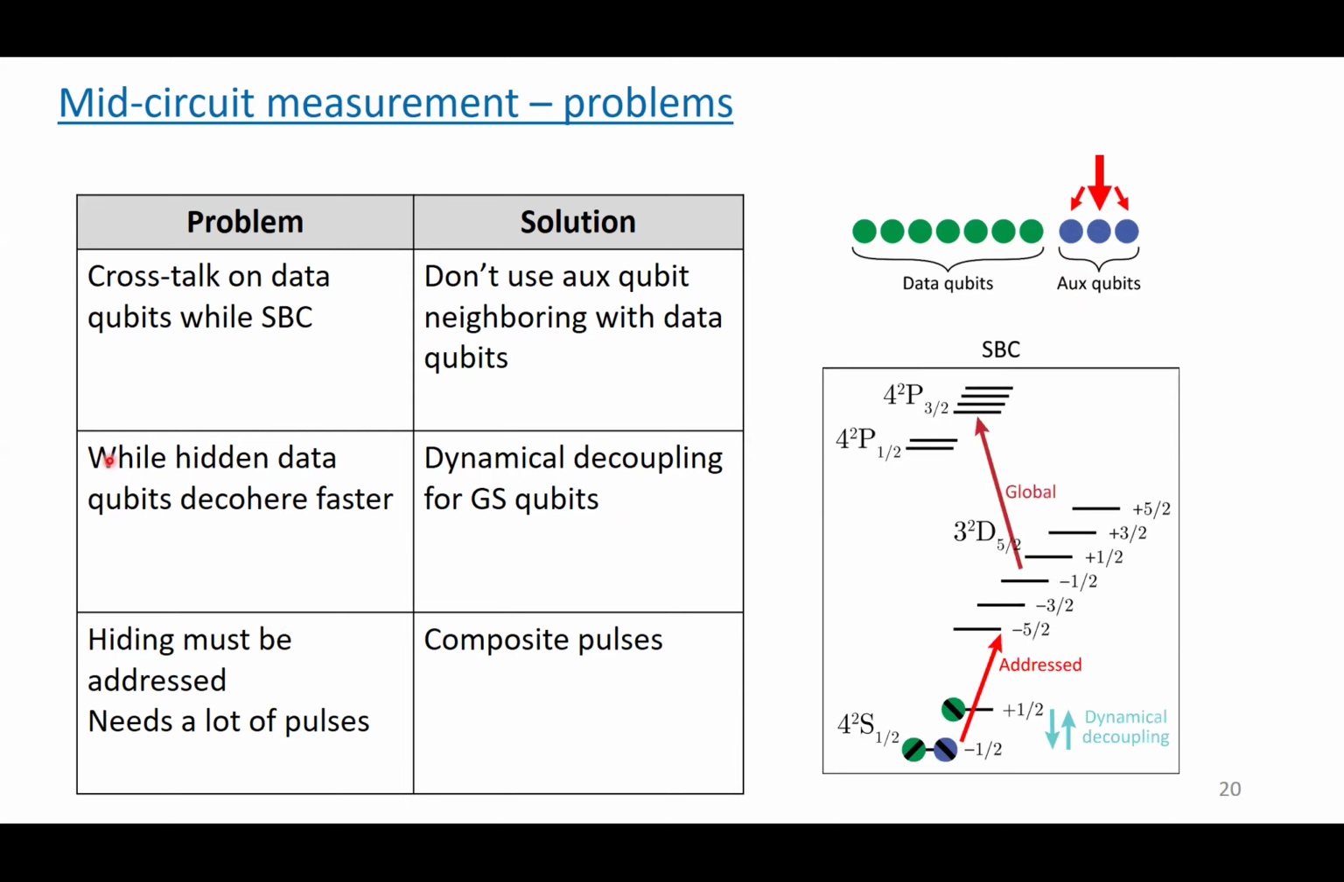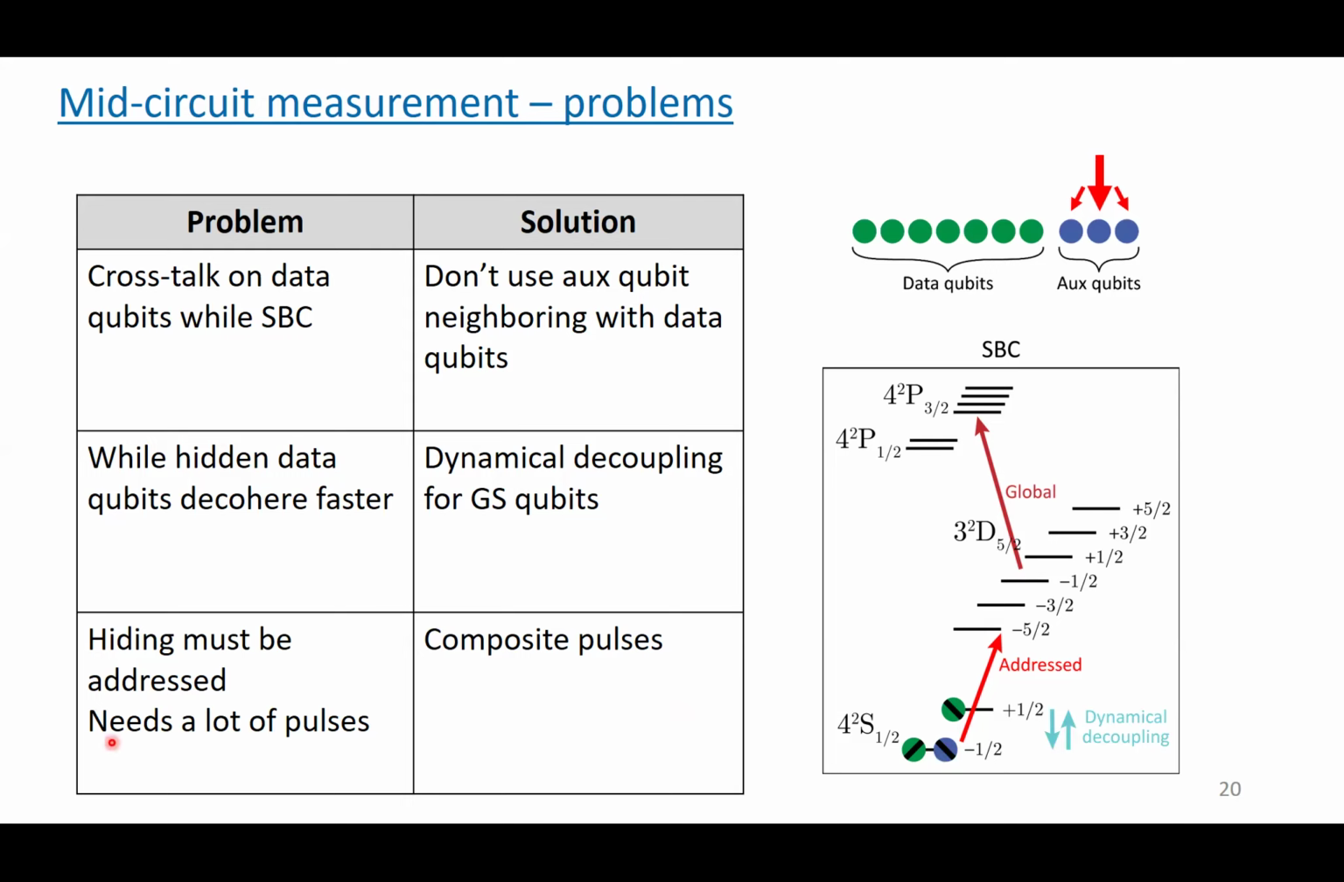The second issue is that we don't have a great coherence time, as Federici mentioned, for some reasons we can discuss later if you want, but it is the case. When we move both data qubits in here, they decohere much faster than in the -1/2 state, because this is more sensitive to magnetic field noise and so on. So we decided to do dynamical decoupling while qubits are hidden.